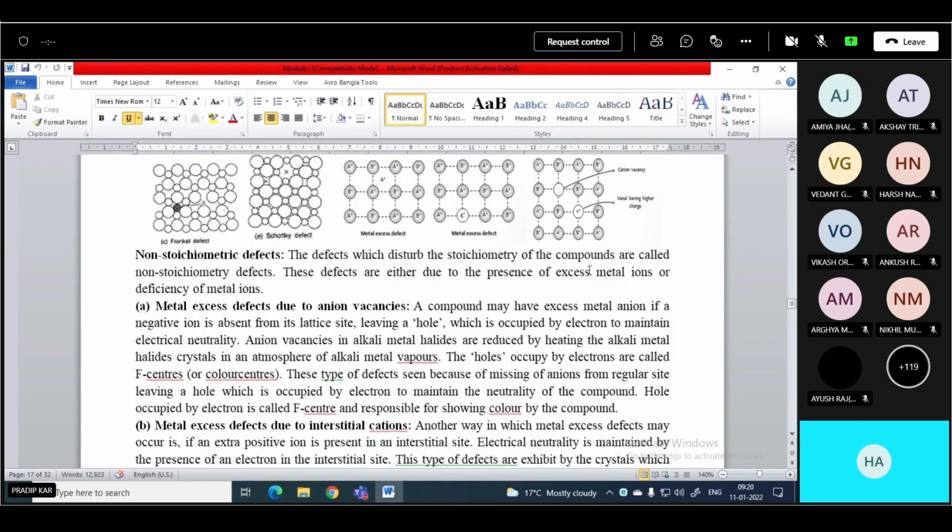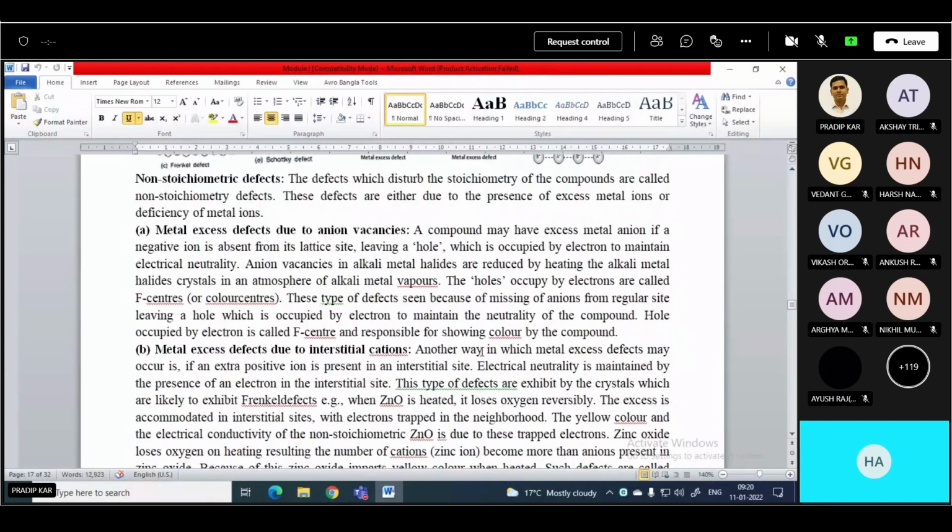Okay, so here you can see that the anion is missing and the electron is occupying that hole, and that is why the electrical neutrality is maintained. That means the lattice is not bearing extra charge but has defects due to the missing negative ion. Okay, and that is anion vacancy in alkali metal halides.